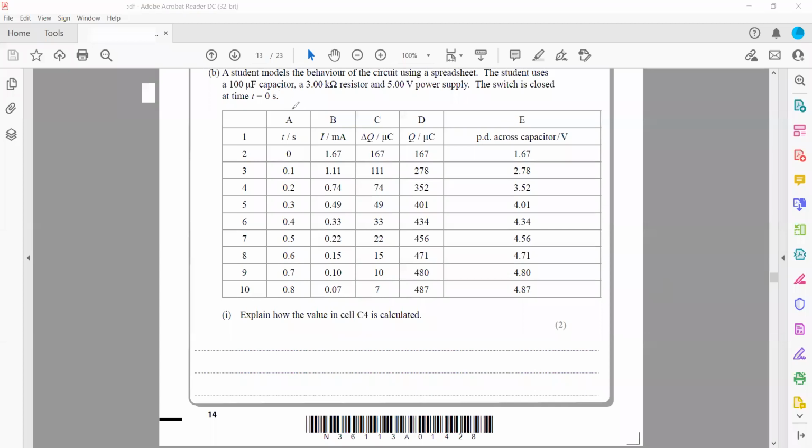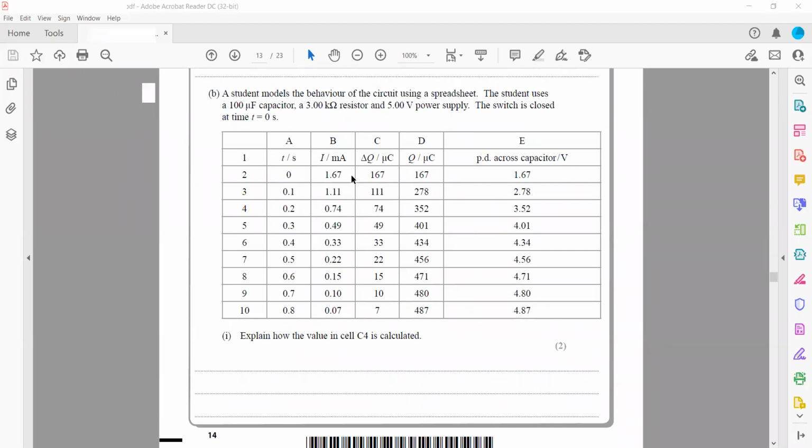In the next part, the student models the behavior of the circuit using the spreadsheet. The student uses a 100 microfarad capacitor. So capacitance is given, which is 100 microfarad, and the resistor is 3 kilo ohm. So resistance is 3 kilo ohm or 3000 ohm. The voltage of the supply is 5 volt. And the switch is closed when time is 0.